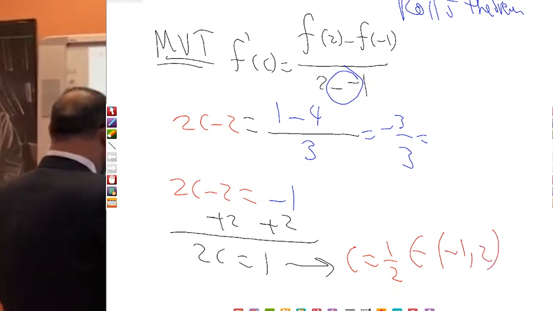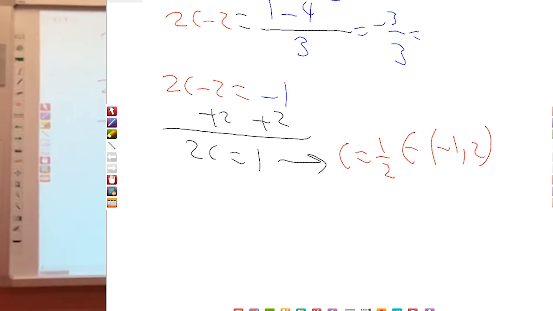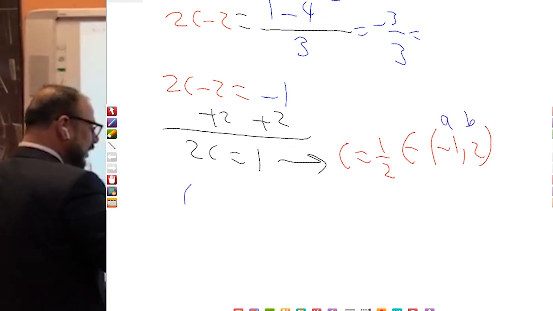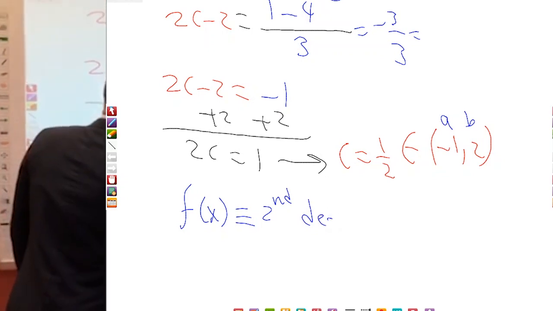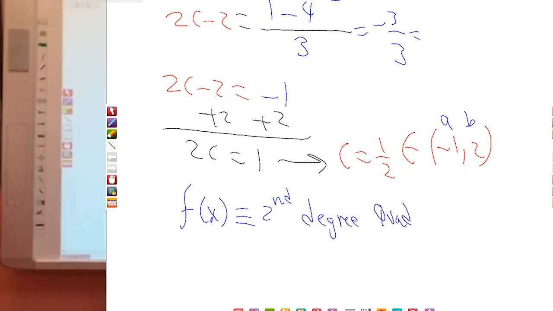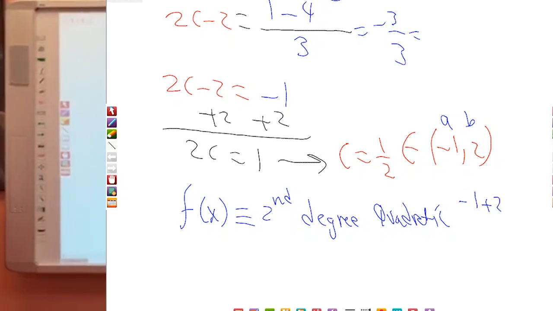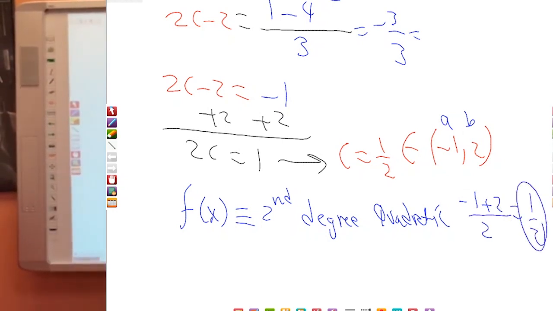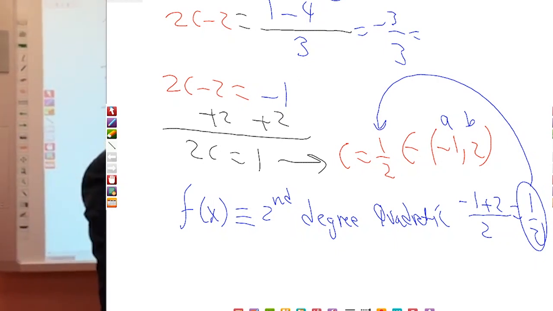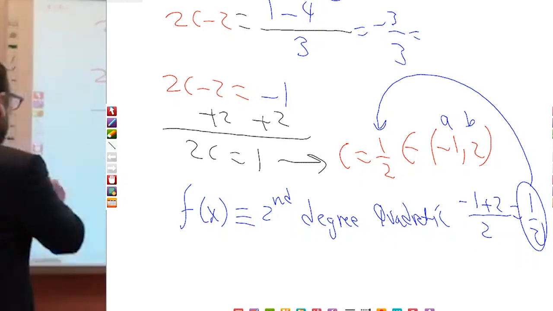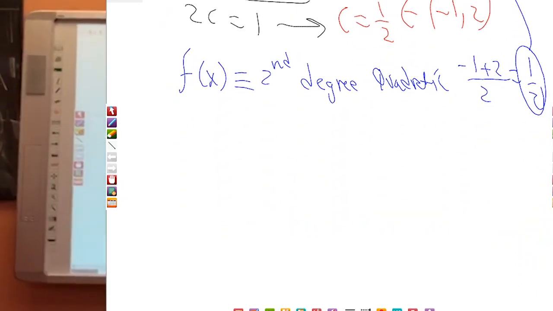Why do most teachers give this question? Look, Ismail, this is a, this is b. My function f of x is second degree, which is quadratic. If you add a plus b, negative 1 plus 2, and divide by 2, it's going to be 1 over 2, which is the same value of c. In all quadratic functions, c is the middle value of the interval. Can you prove this for me? I have this question here.